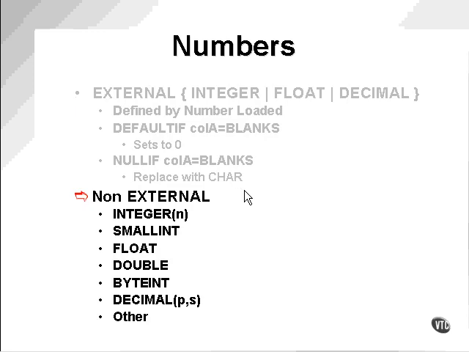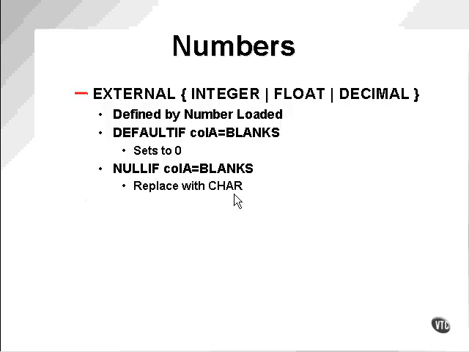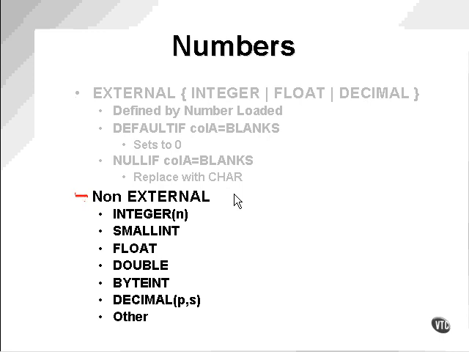Non-external values really provide more explicit typecasting of data types, and really we've got certain types: integers with certain length, small integers, floats, double precision, byte integers, very small integers, decimals with specific size, and various others. I prefer to use external values and determine the scope of a number based on the value being imported. Unless you need very specific restrictions, don't bother with these types of number data types.